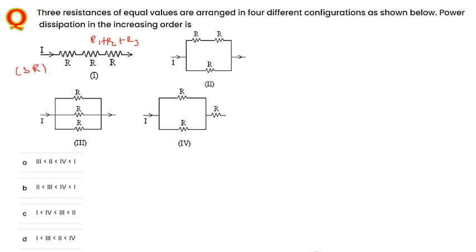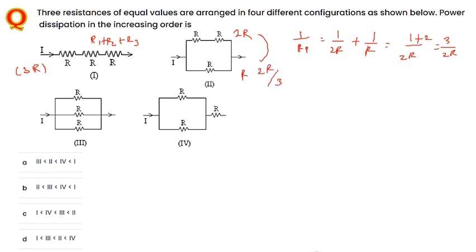Next one, in this case, two resistors are connected in series. So this one is 2R, and this one is R. Both of these are connected in parallel. So 1 by RP will be equal to 1 divided by 2R plus 1 divided by R. I just take 2R common, so 1 plus 2, that is 3 divided by 2R. So RP here is 2R divided by 3. The equivalent resistance here is 2R by 3.